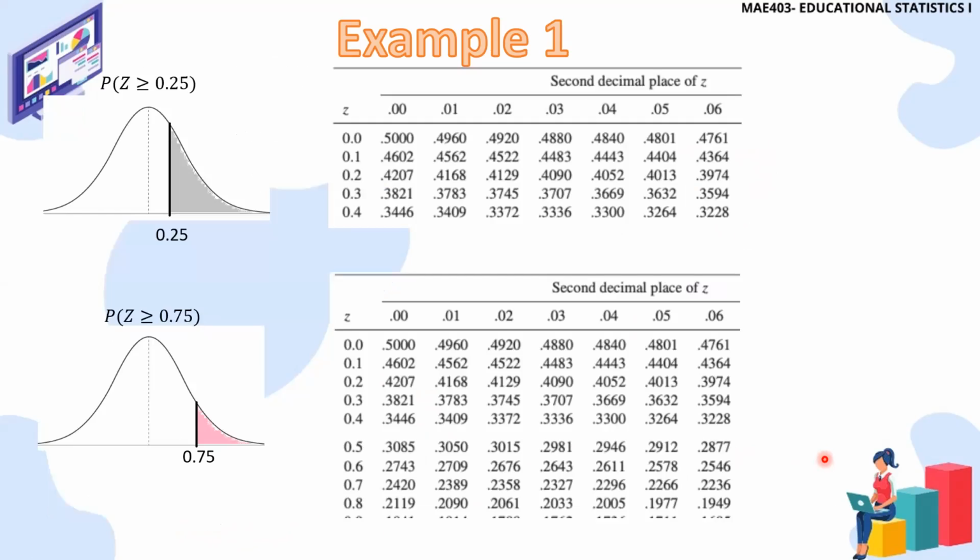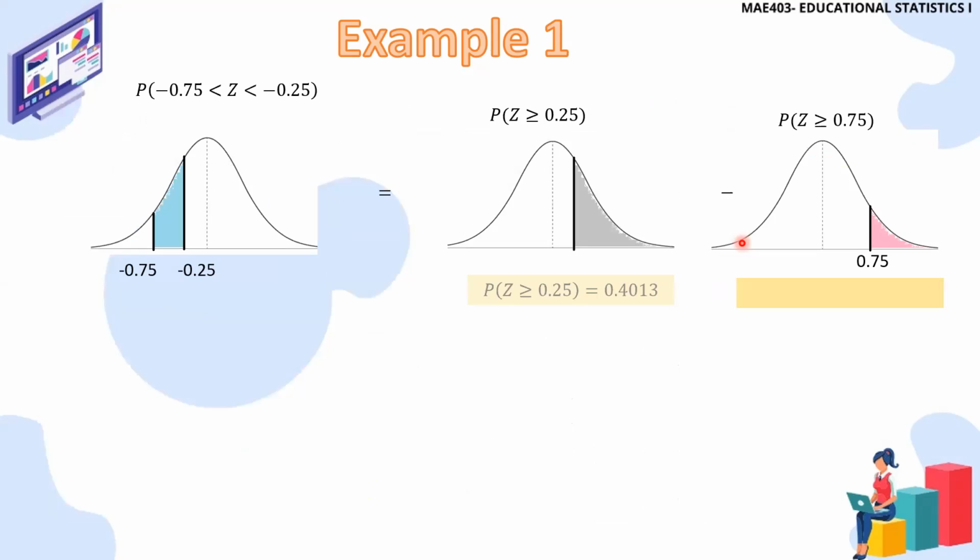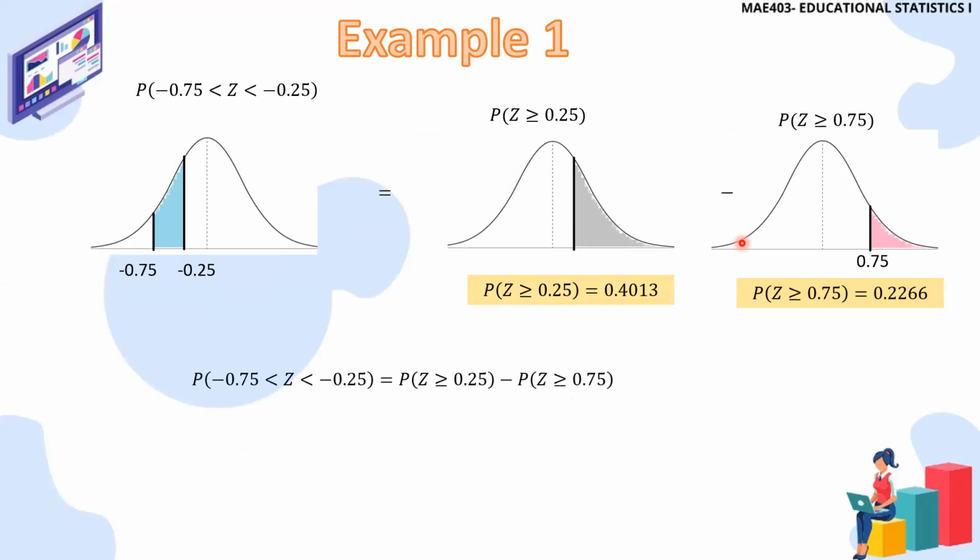By using the statistical table, for 0.2 and the column 0.05, the value is 0.4013, and the next is 0.75, the value is 0.2266. Then you just substitute: 0.4013 minus 0.2266. The answer is 0.1747.